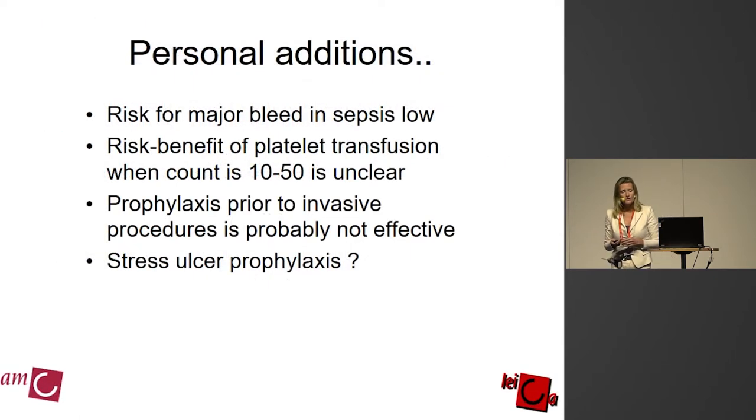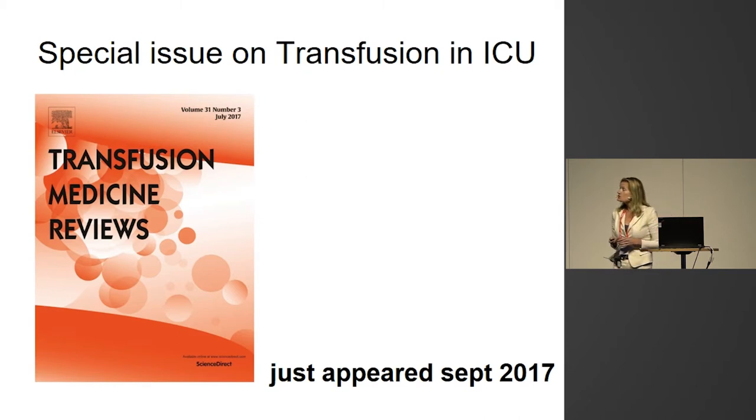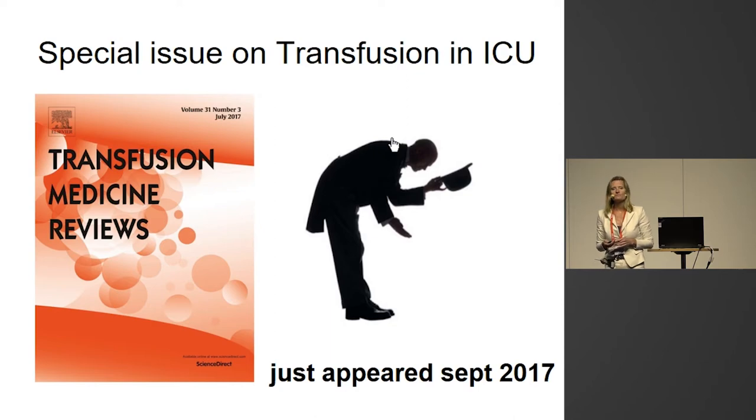Some personal additions, from my point of view: I think that the risk of bleeding is quite low. I think that we should therefore be restrictive in transfusion therapy in these patients. The risk-benefit when the platelet count is between 10 and 15 is unclear. We currently have a trial running of prophylactic platelet transfusion prior to invasive procedures in patients with these counts. Results will be available next year. Prophylaxis is probably not effective, and you may consider stress ulcer prophylaxis. Some of these issues have been summarized in a special issue which came out in Transfusion Medicine Reviews, if you want to read more about this. And with that, I would like to thank you for your attention.